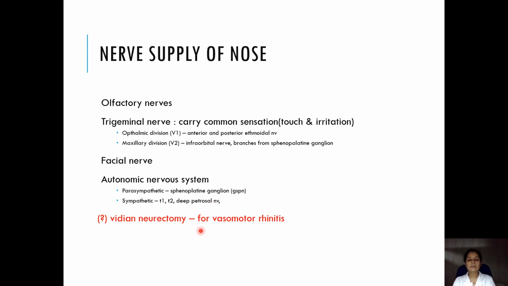Now what is Vidian neurectomy? In some patients with extensive vasomotor rhinitis, it has been observed that with Vidian neurectomy, this symptom can be evaded.